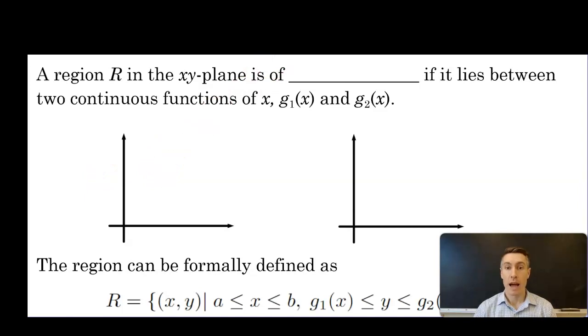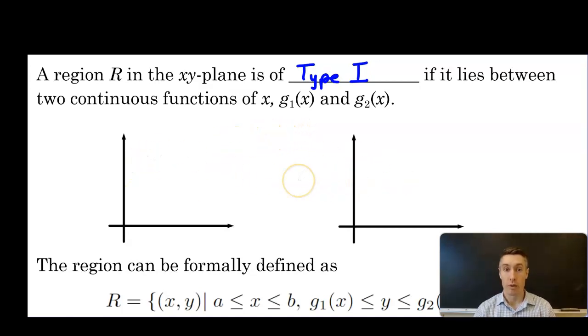So there are two types of regions that we are going to define for these double integrals. A region R in the xy plane is of type 1 if it lies between two continuous functions of x, g sub 1 of x and g sub 2 of x. Okay, a picture here is going to help significantly so you can get a better sense of what a type 1 region is.